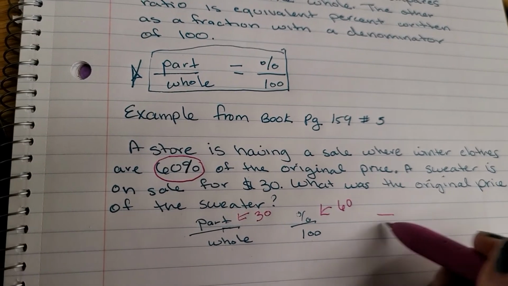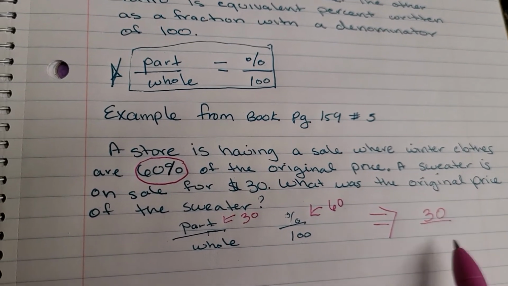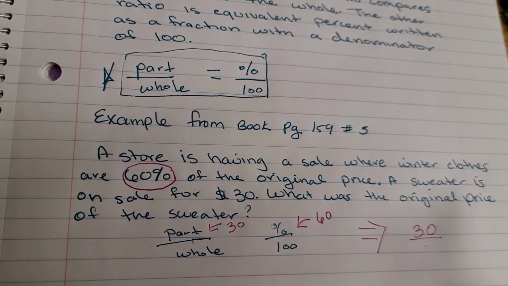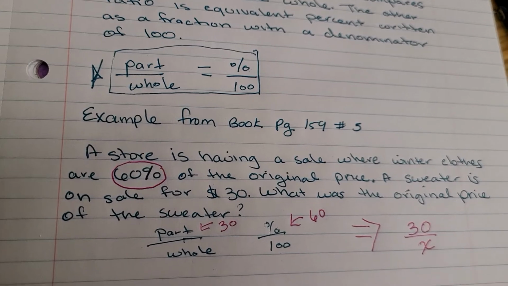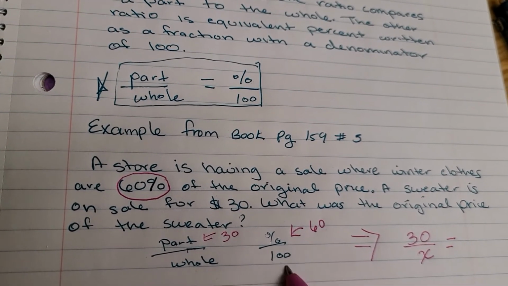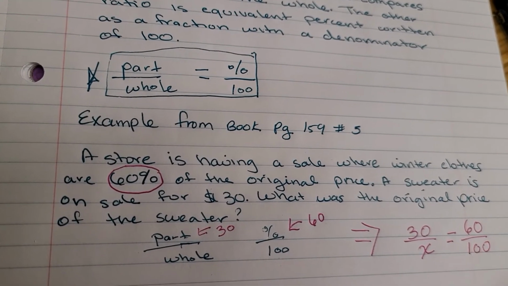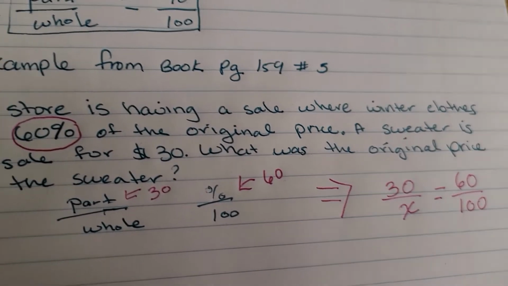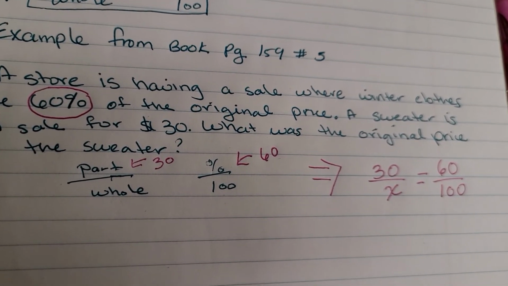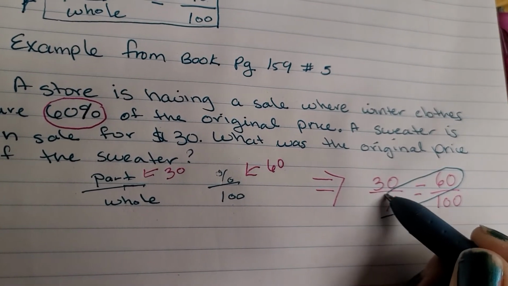So this goes over here and it's going to turn into 30 because you know that's part of the total, but you don't know what the original price is, so that's going to be X. Then you're going to go equal to, then you put this here, 60, and then you have 100. Okay, now we're going to do proportions, and this is the same as one of the prior videos that we did, where you're going to do your little butterfly method.